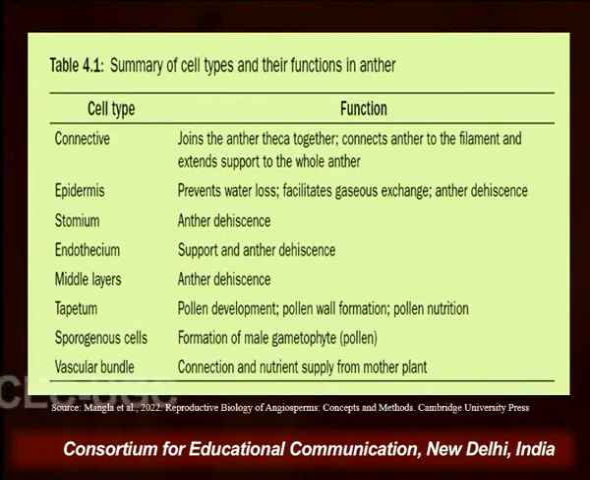Then endothecium is a layer which is primarily responsible for dehiscence of anther, though it does perform a little bit of function of support. There are 2 to 4 middle layers which are present, which primarily are involved in storage and are also involved in dehiscence of anther. The innermost wall layer is tapetum. Tapetum is the most important wall layer which is involved in the nutrition of the pollen, the growth and development of the pollen, and also in the wall formation of the pollen, or we can say that it is involved in the pollen wall synthesis.